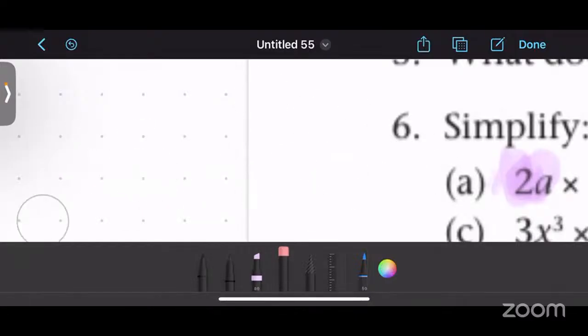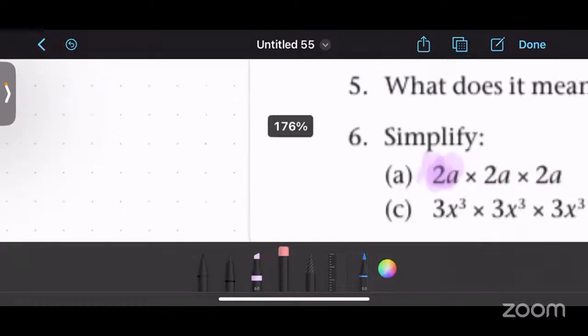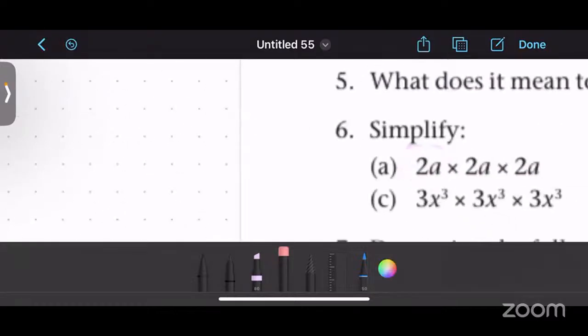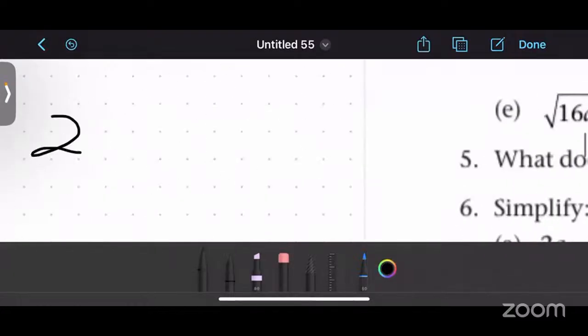Let me check something with you. Let's say we had 2h, how many bases do we have here? The one that you wrote, 2h. How many bases? 3. Perfect. So we have 3 bases. In 2a, we have 2 bases, which is 2 and a. So we have 2 and a. We have 2 and a.